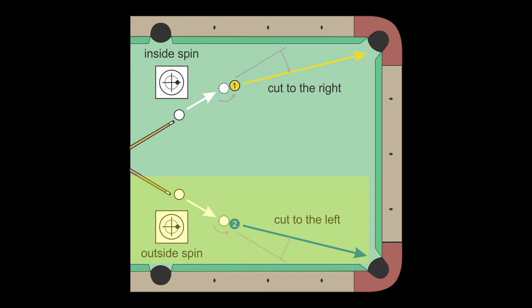Outside spin refers to hitting the cue ball on the outside relative to the shot direction. Right spin, with a cut to the left, requires a hit on the outside of the cue ball, away from the direction of the shot, so the right is called outside spin here. And right spin, with a cut to the right, requires a hit on the inside or shot side of the cue ball, so the right is called inside spin here.